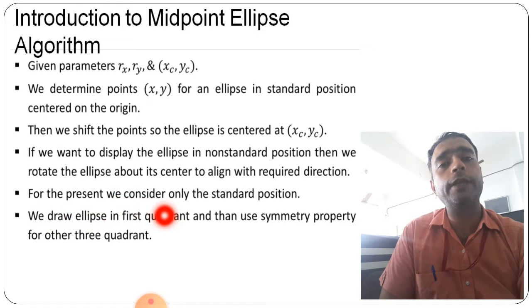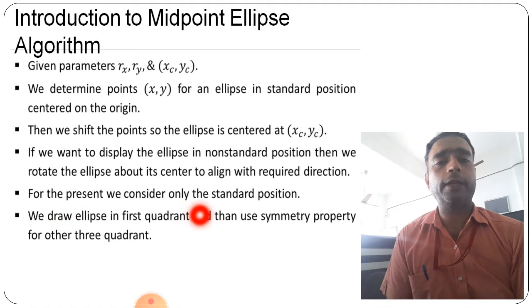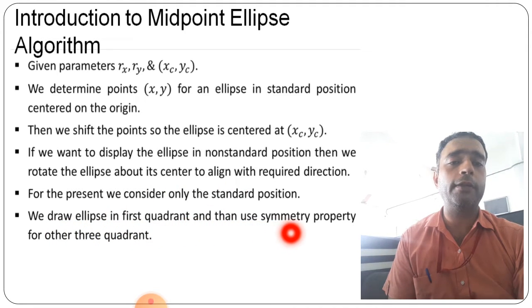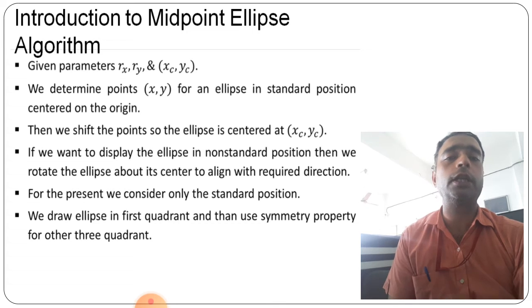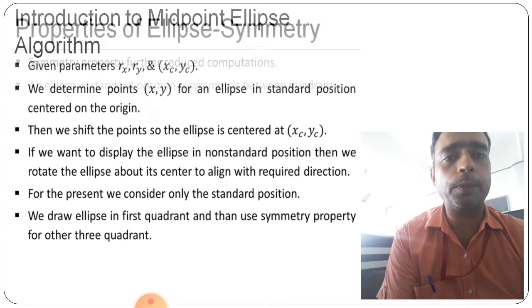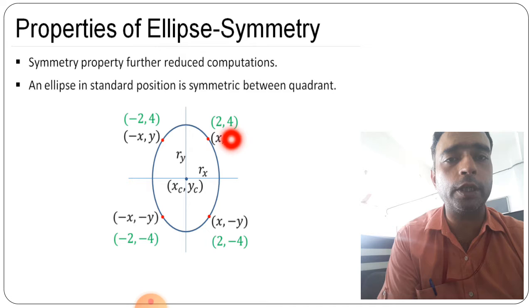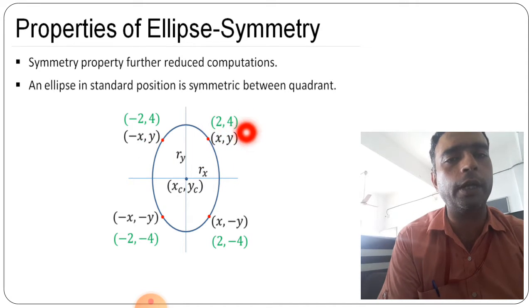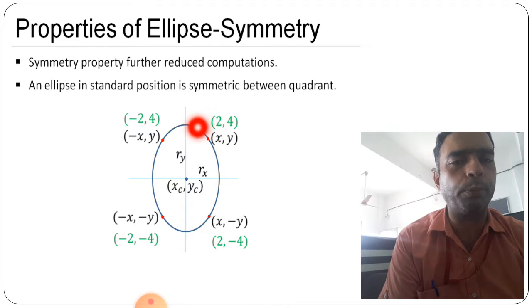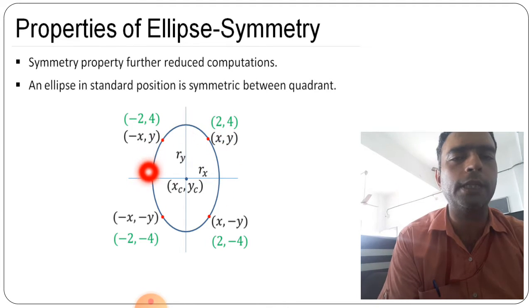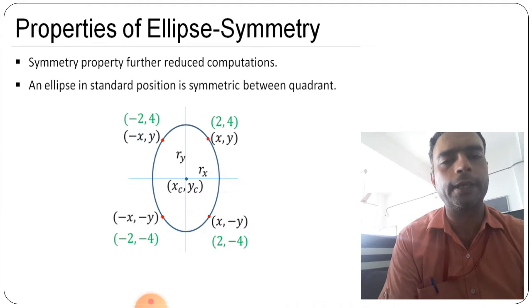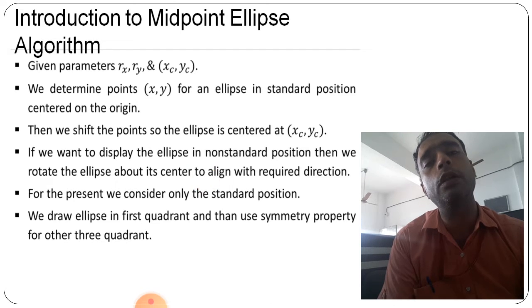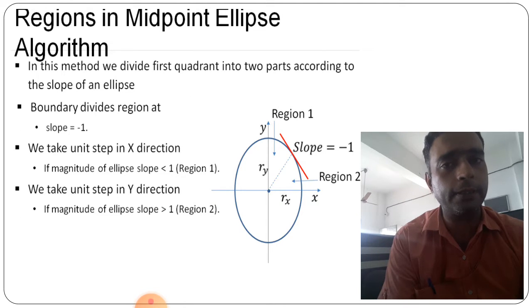For the present we consider only the standard position. So we draw the ellipse in the first quadrant and then use the symmetry property for the other three, right? तो सिमेट्री प्रॉपर्टी जैसे यहाँ पे हम लोग देख सकते हैं, यहाँ पे 2,4 है तो सामने की साइड सेम डिस्टेंस पे हम लोग को -2,4 मिल रहा है, मतलब ये फर्स्ट क्वाड्रेंट है. यहाँ पर अगर आपको सारे के सारे पॉइंट्स मिल जाते हैं तो बाकी के ऑटोमेटिकली सिमेट्री प्रॉपर्टी के अकॉर्डिंग मिल जाएंगे, राइट? So this is how you can use the symmetry property and finally find all the points on the boundary of the ellipse.